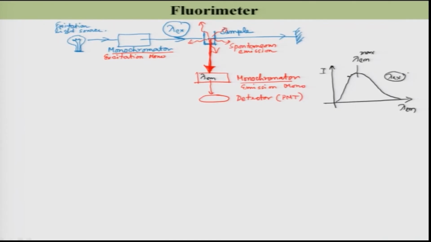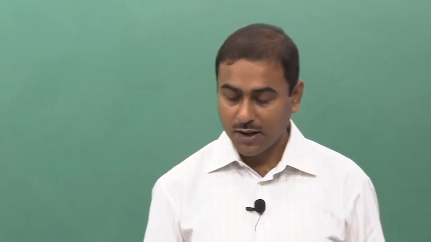Okay. So, this is the very simple instrumentation for my fluorimeter. However, I would like to point out several problems with this. The first problem is that none of these devices in this fluorimeter are ideal. That means the light source, the monochromator and the detector, only three devices I have talked about, are not ideal.